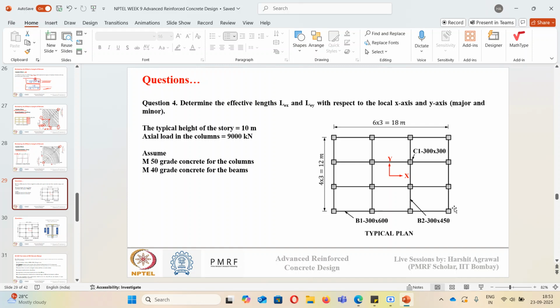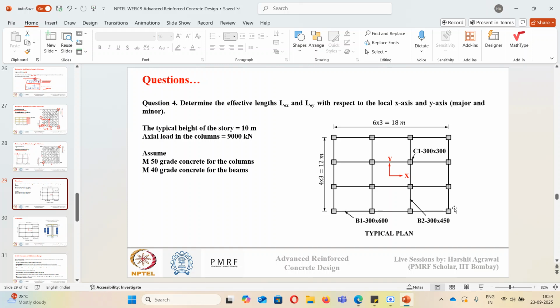So we'll calculate lateral flexibility in x direction and in y direction. Then we will calculate stability index in x direction and y direction, and compare whether it is less than 0.05 or more than 0.05. Once we know whether it is a sway or non-sway frame, we'll calculate the beta value. Beta value will be different in y direction and in x direction. Once we calculate the beta value, we'll use the alignment charts to calculate the effective length of the column.